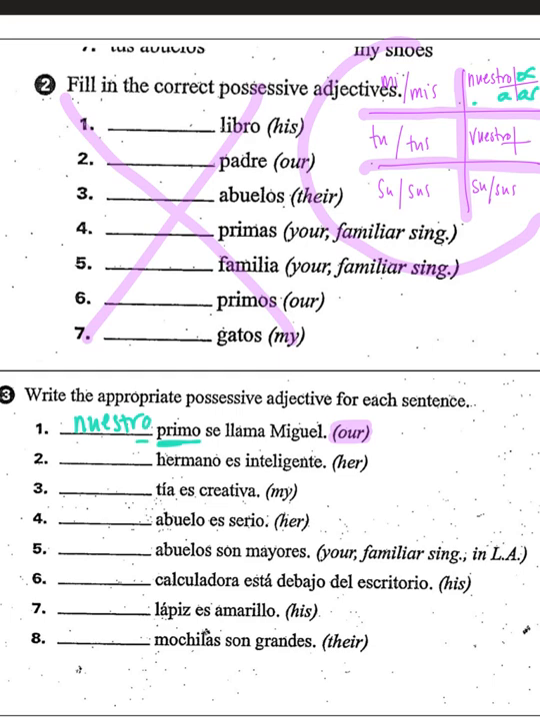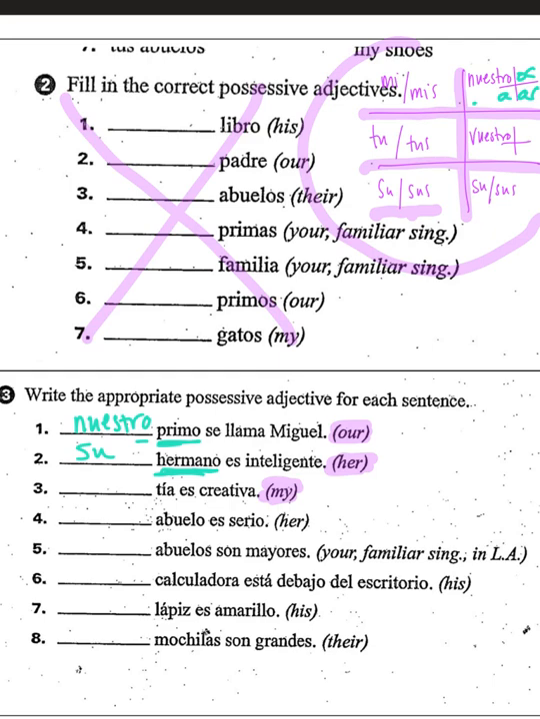All right, let's go to the next one. Here we have "her," right? So I need to go to, where is that? Up here, she, her. That's going to be box 3. All right, 2 options, su or sus. Which one do I choose? I have to look at what am I talking about having? A brother, so singular. So it's going to be su. Her brother is intelligent.